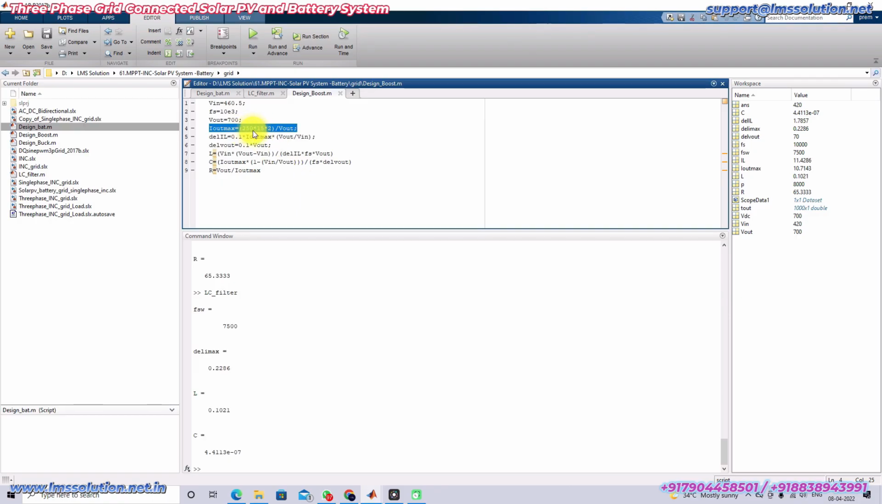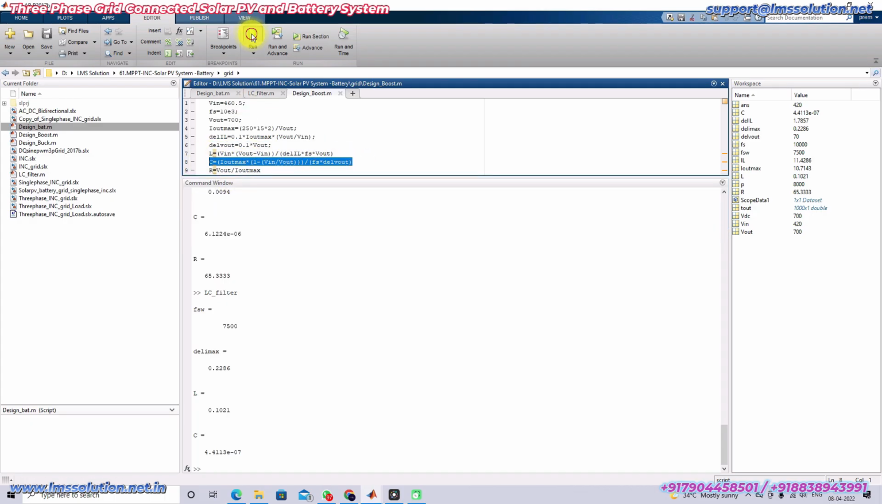We calculated that based upon the single panel rating with the series parallel string combination, 250 into 15 into 2. So you have to calculate the I out max, and then this equation is for fixing the percentage of inductor current ripple, and this is used for fixing the percentage of capacitor voltage ripple. So based upon these values, you have to calculate L and C. This is the equation used for calculating L and C.